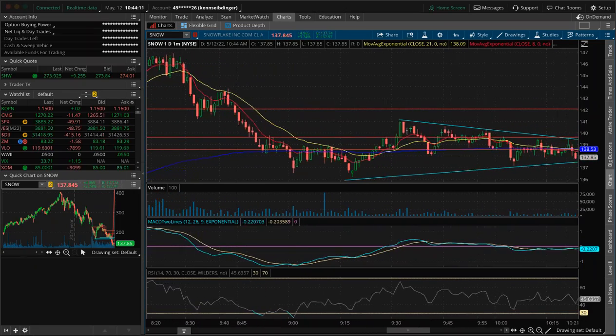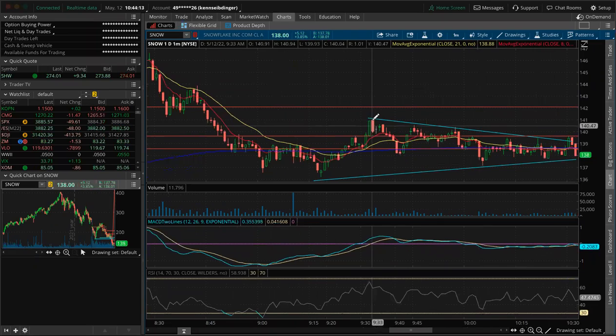And then as I started to see, look at this. Here's the high. Here's a lower high, which is bearish. Here's another lower high, confirmation of bearish. So then I started to see consolidation.